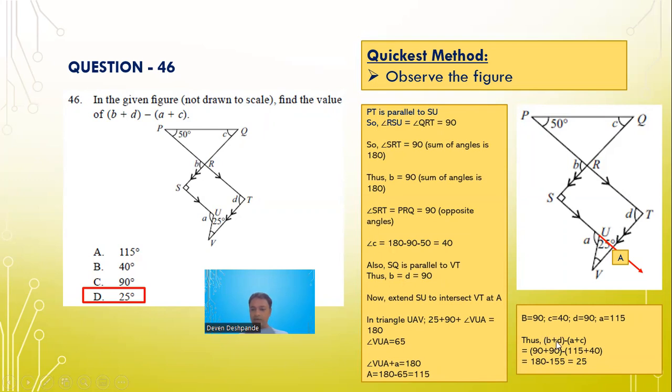So now straight calculation: B plus D minus A plus C. B is 90, D is 90, so 90 plus 90 minus, what is A? A is 115. What is C? C is 40. 115 plus 40 is 155. 180 minus 155 is 25. So the correct answer is 25.